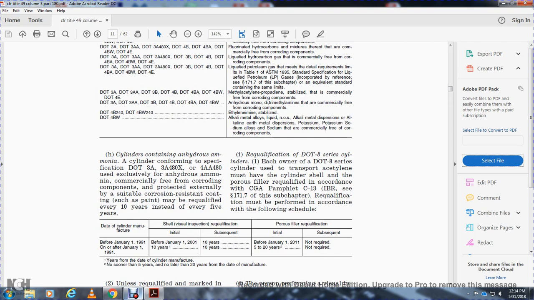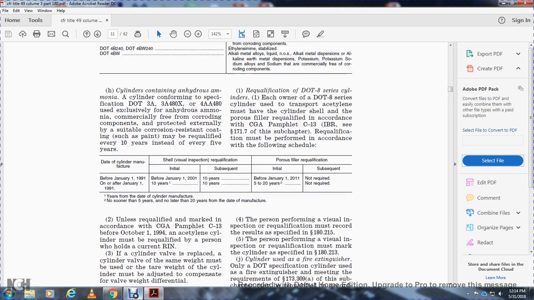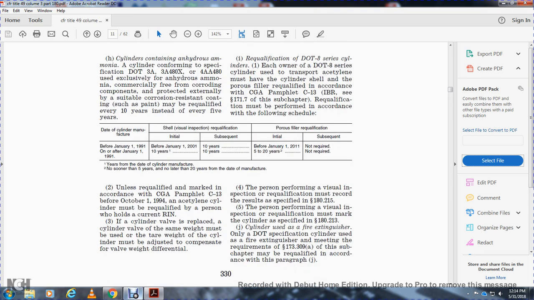Requalification of acetylene cylinders: each owner of acetylene cylinders used in transportation shall have the cylinder's porous filler requalified in accordance with CGA pamphlet C13. Requalification must be performed in accordance with the following schedule. Unless requalified and marked in accordance with CGA pamphlet C13 before October 1st, 1994, acetylene cylinders must be requalified by a person holding a RIN.